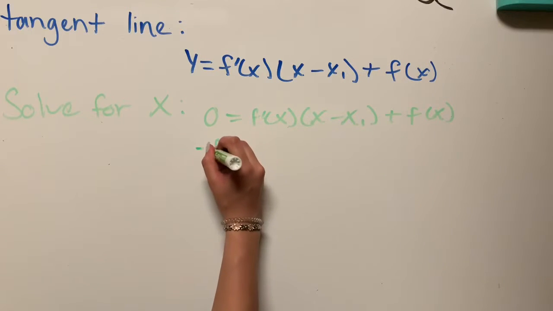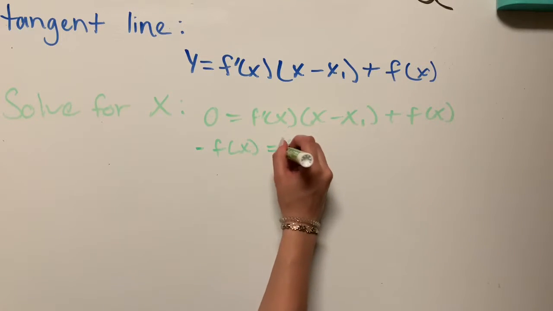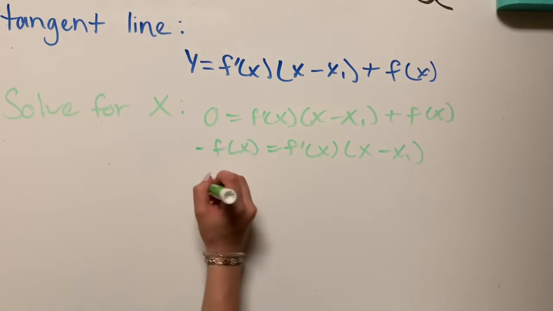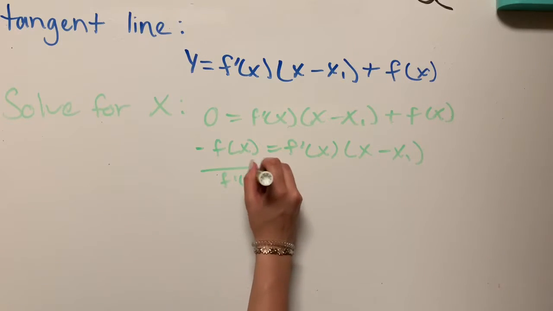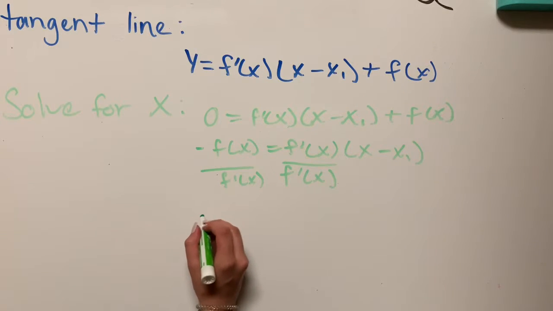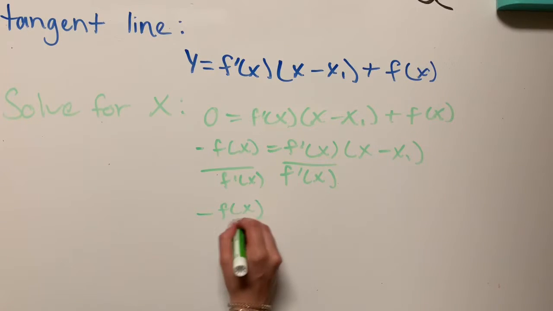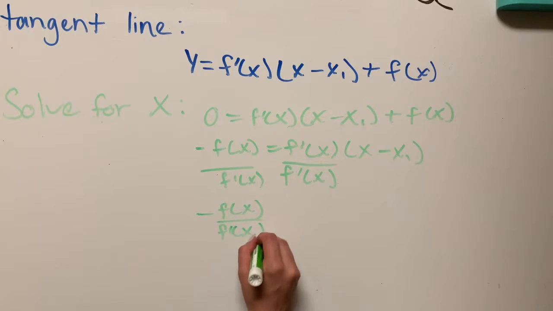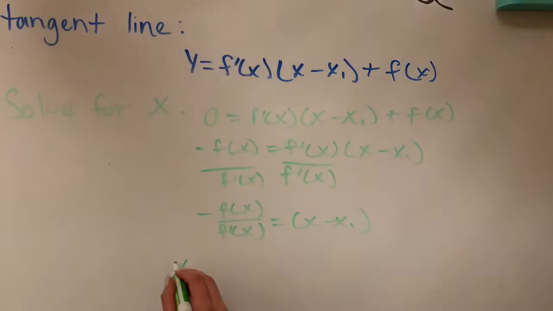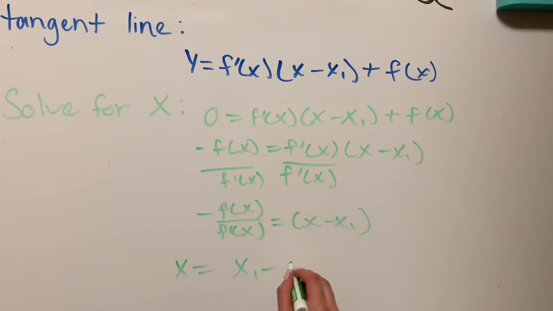The first step would be to subtract f of x from both sides of the equation. After doing that, you should end up with negative f of x equals f prime of x times x minus x1. To follow, we're going to divide both sides by f prime of x in order to isolate the set of parentheses. Once that is done, we can move over x1 to finally get the equation x equals x1 minus f of x divided by f prime of x. And then there we have it, our equation for Newton's method.